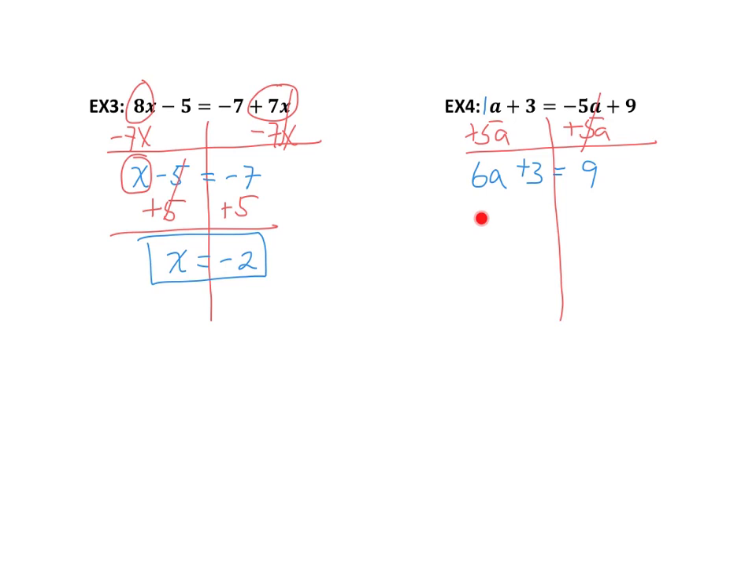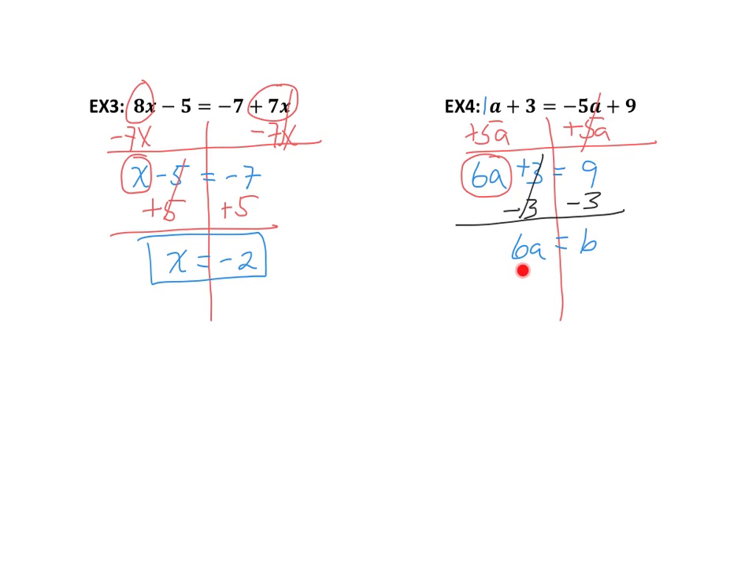Now we have a two-step equation. We have all our a terms on the left, but it's not by itself. We need to get this 6a all by itself. So we are going to do the opposite of a positive 3, which would be to subtract 3. So the 3's cancel. We are left with 6a equals 9 minus 3 is 6.